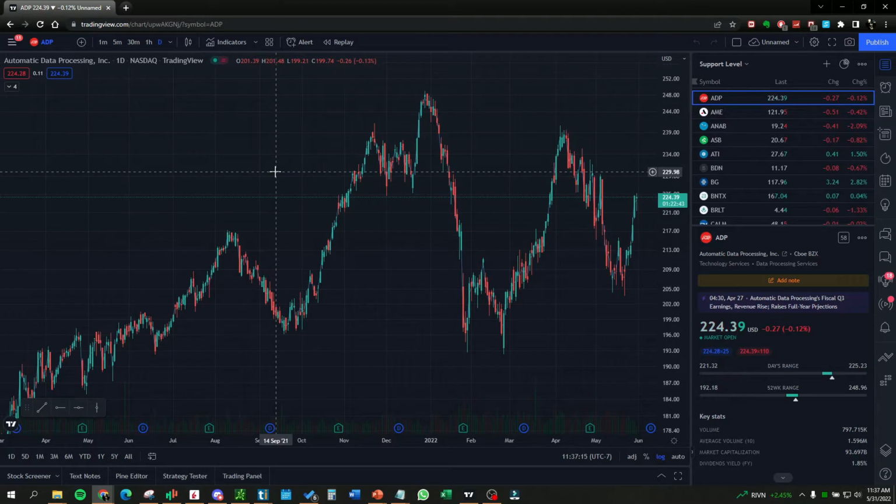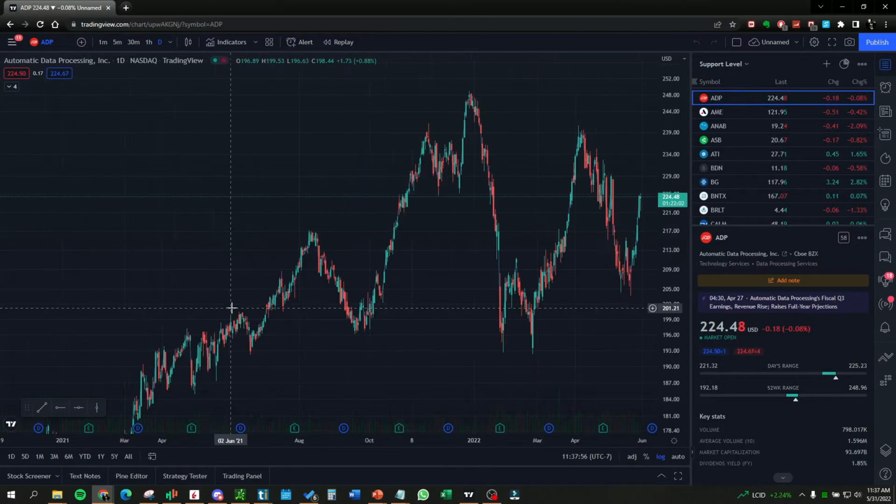Let's go ahead and draw some support levels for a couple tickers. Before we draw levels, here are some tips. First, the more connecting points, the stronger the case for a support level. So this by itself is good, but connecting this to this to this to this makes a stronger support level, makes a stronger area of support.